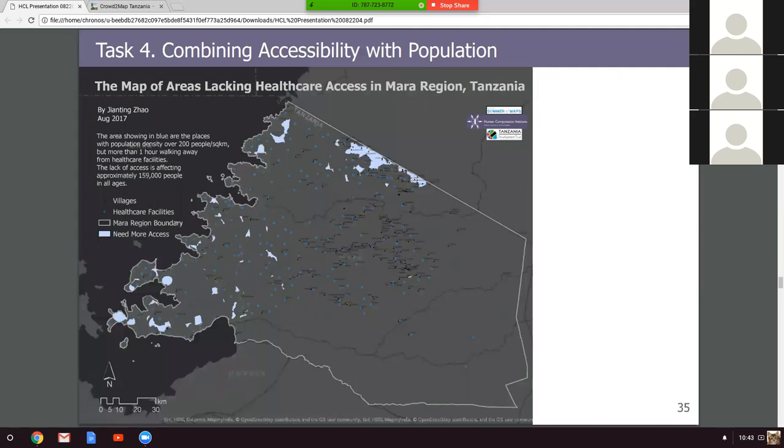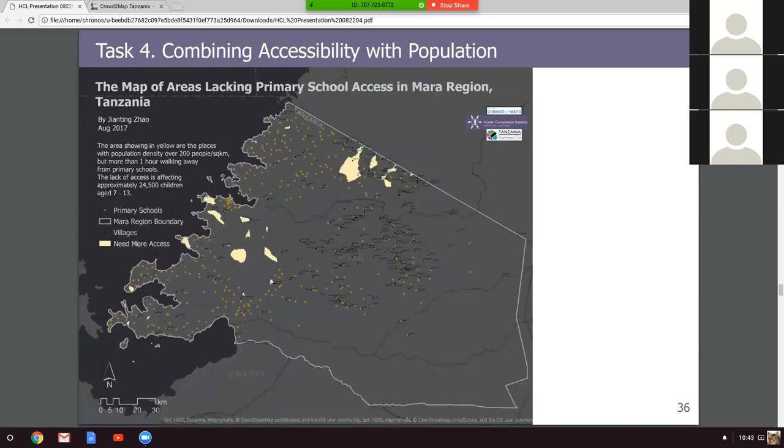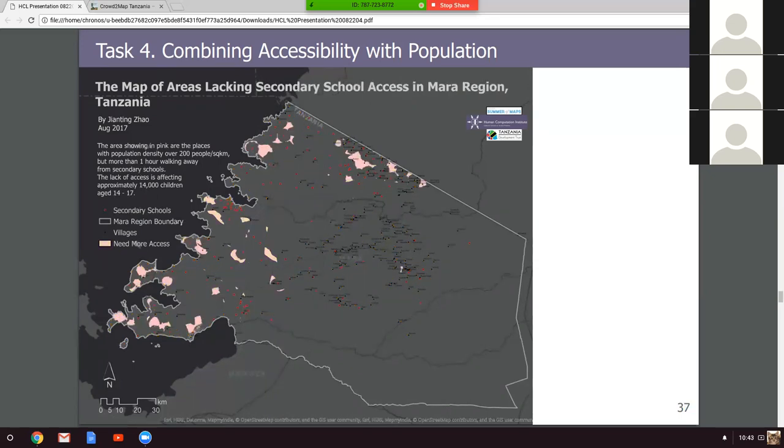This map is showing the lack of access to healthcare. Look at the northern Mara region near the Tanzania border. There is a lot of inaccessibility. This one is showing the lack of access to primary schools. And this one is lack of access to secondary schools. The lack of access kind of spreads out in the western part of Mara region.